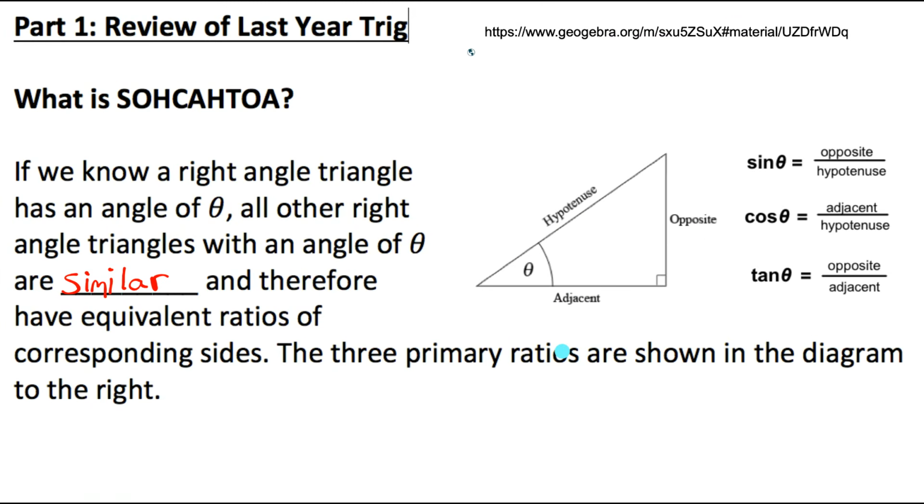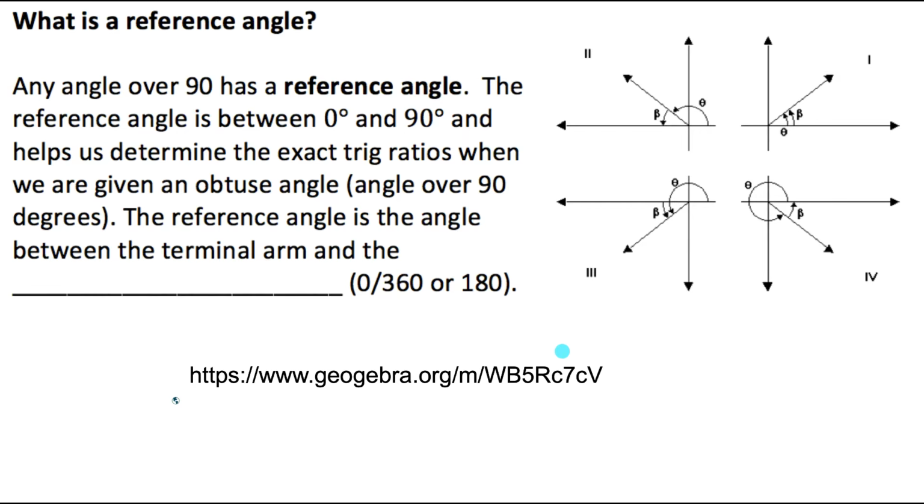Okay, so now that you have a reminder about similar triangles and SOHCAHTOA, let's remember reference angles. So hopefully you remember the terminology principal angle or standard angle and its reference angle. So any angle over 90 has a reference angle. The reference angle is between 0 and 90, always. Your reference angle is always going to be between 0 and 90. And it helps us determine the exact trig ratios when we're given an angle over 90 degrees.